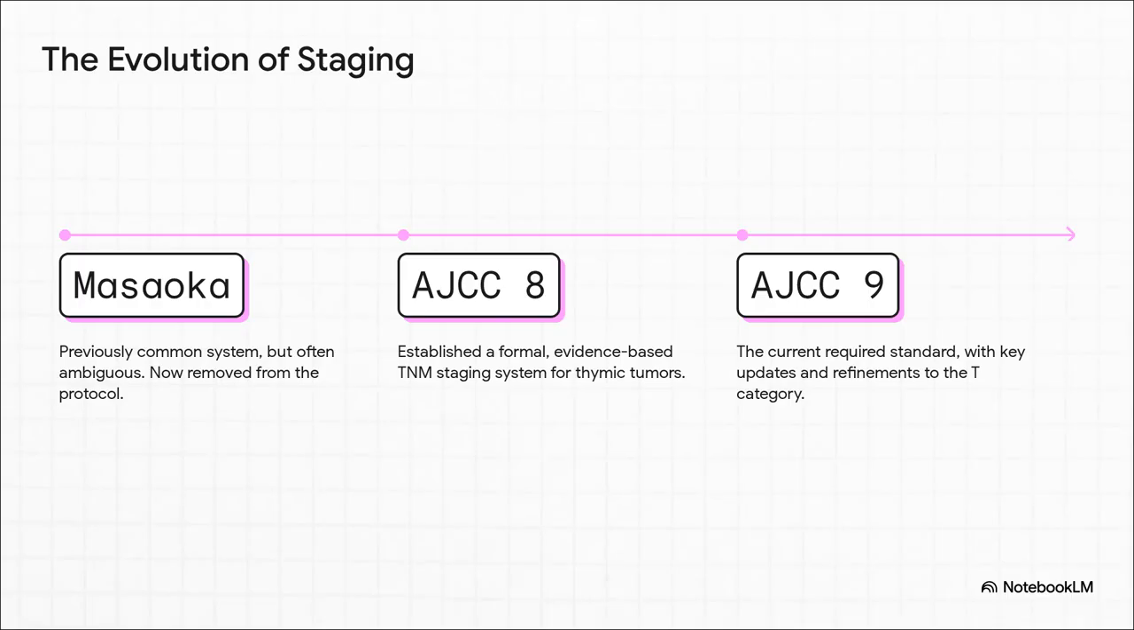You know, to really understand where we are now, it helps to know where we came from. For years, everybody used the Masaoka-Koga system, but honestly, it was kind of ambiguous. Then, AJCC 8th edition came along and gave us a formal TNM system, which was a huge leap forward. Now, the 9th edition refines that system, especially in the T categories, and it is the mandatory standard for this protocol. Masaoka-Koga is officially out.